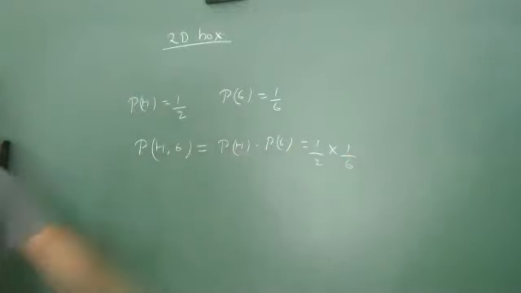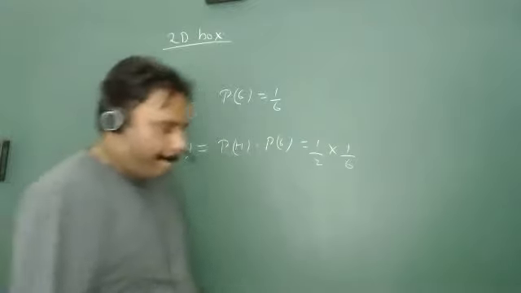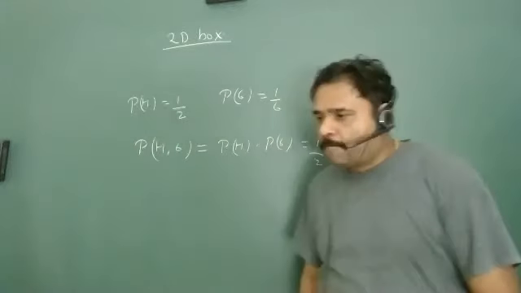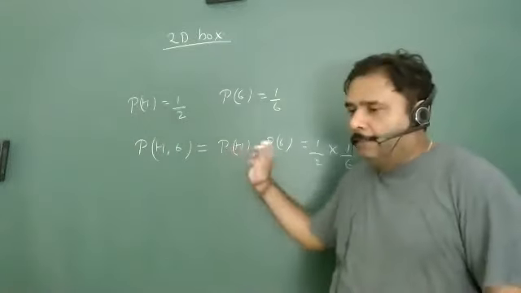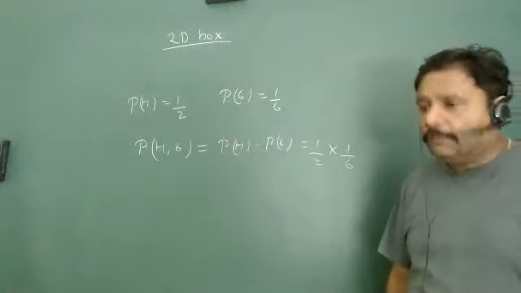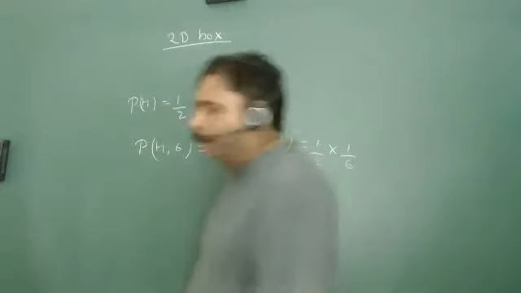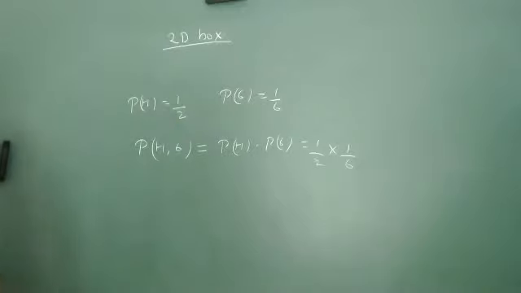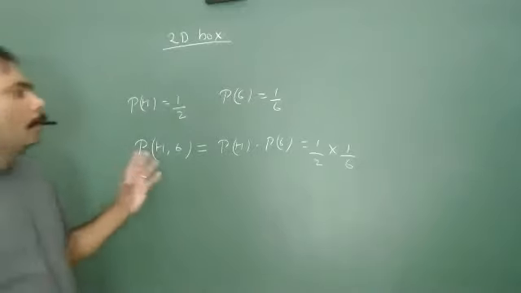Why are you multiplying it directly? Independent event. Because they are independent variables. Very good. Because they are independent variables. So this is the whole crux.